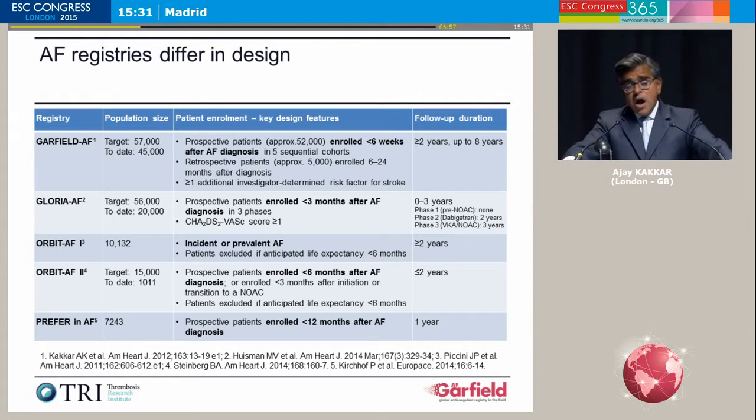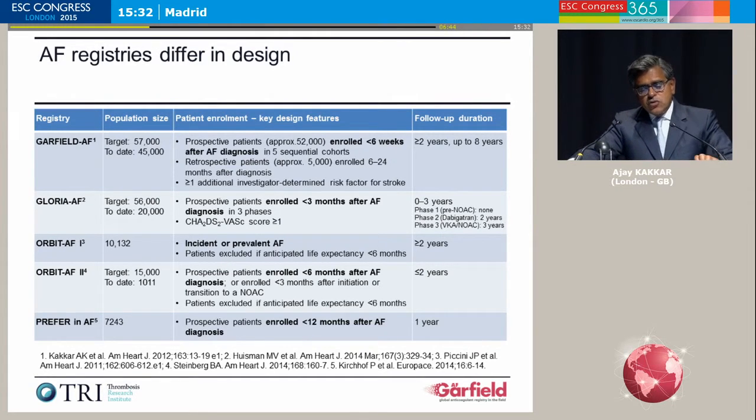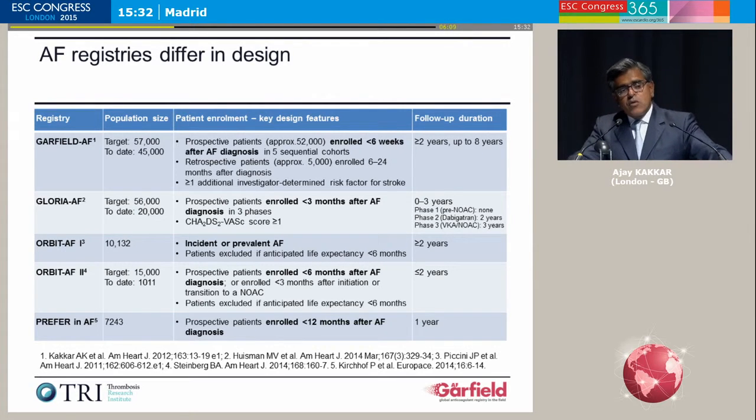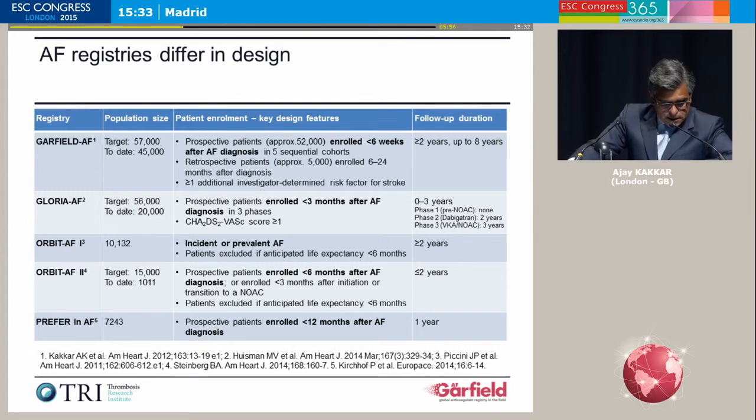Now, of course, Garfield is not the only registry ongoing at the moment for patients with atrial fibrillation, and a number of the important registries are summarized here. I make this point simply to be clear that even amongst registries, there are different methodologies and different designs. Garfield has a specific design, looking at newly diagnosed AF patients within 6 weeks of their diagnosis, following them prospectively for a minimum of 2 and potentially up to 8 years across 5 sequential cohorts. Other registries have a different period of diagnosed AF prior to inclusion in the registry. And some registries use pre-existing risk scores, such as CHA2DS2-VASc, as an entry trigger, whereas Garfield has just taken patients with AF where the investigator entering the individual into the registry was of the view that there was a risk factor for stroke.